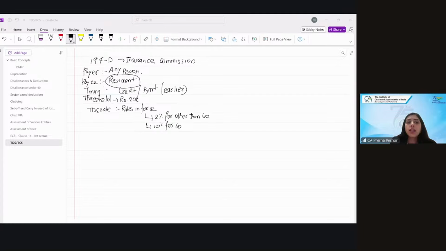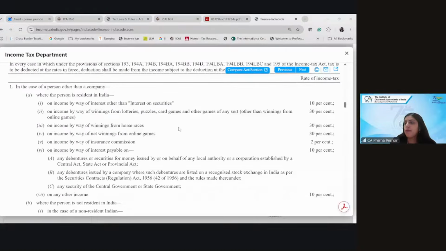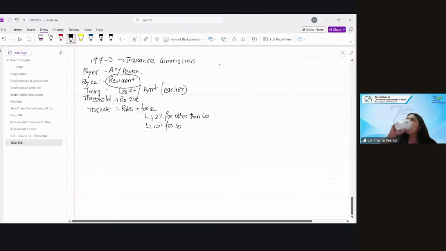Any questions, any doubt? Yes. When we say any person, does it include non-resident also? No, because here the act itself says that the payee is only resident. I'm asking about payer. Any person? Payer, yes, includes any person. Even non-resident. Okay. Yes. Thank you.